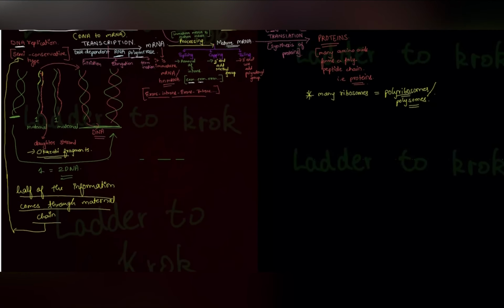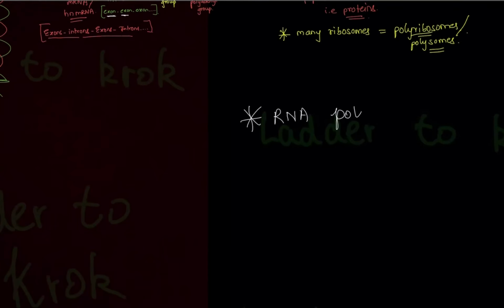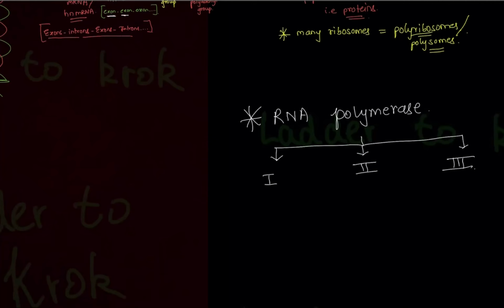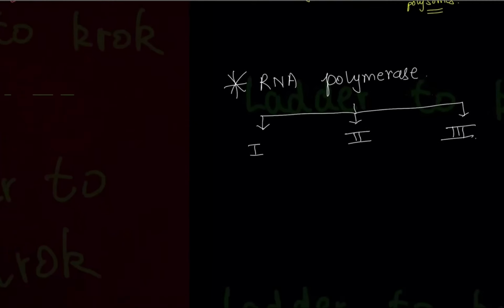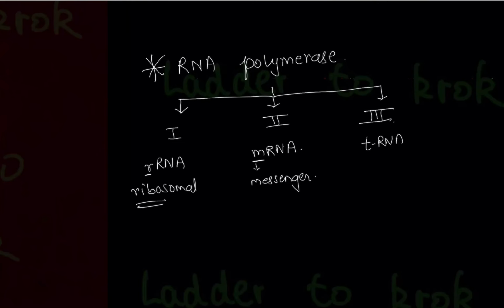Now write an extra point regarding RNA polymerase. RNA polymerases are of 3 types. It's very important from the Krok point of view. So write type 1, type 2, type 3. RNA polymerase forms RNA polymer. Type 1 forms rRNA, that is ribosomal RNA. Small r stands for ribosomal. Type 2 forms mRNA, which we studied just now in the central dogma. Here m stands for messenger RNA. And the third type is tRNA. Here t stands for transfer RNA.